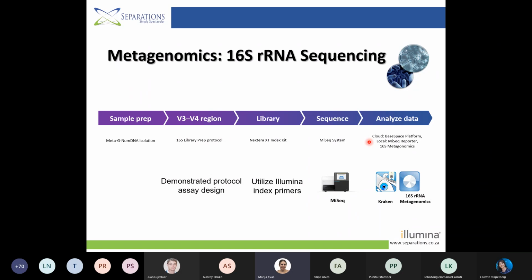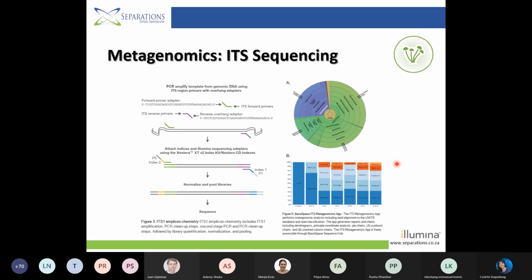So I'm not going to touch on this now, but on the 27th of August, we're going to have a specific session where we're going to talk about the analysis, and we're going to touch on shotgun metagenomics and 16S metagenomics, for example. So please come and join us then, where we're going to focus more on analysis of data and what is available on BaseSpace.